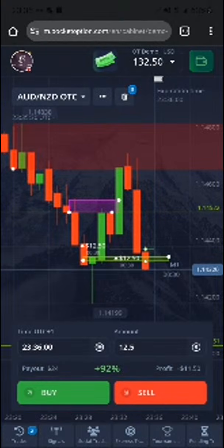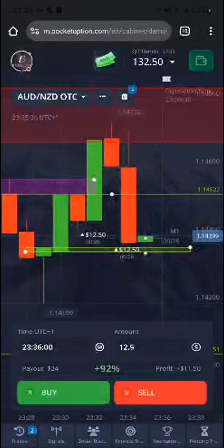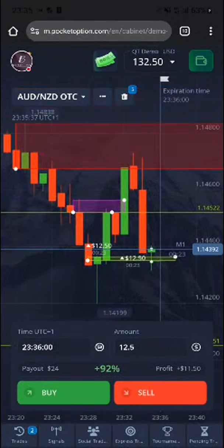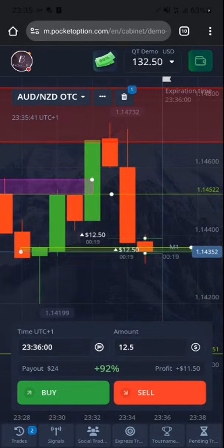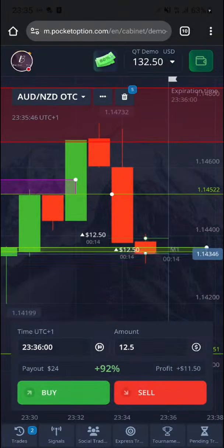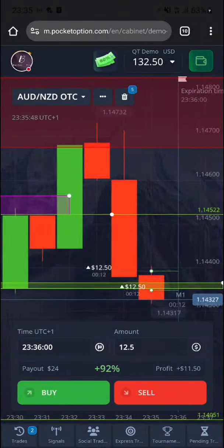We have ABC break, and now we have another overlapping level down here. The buyers should come in. We should have enough buyers to give us a green candle here. You understand? Let's just wait and see. I'm expecting that we'll have enough buyers to give us a green candle here. So let's see how that goes.